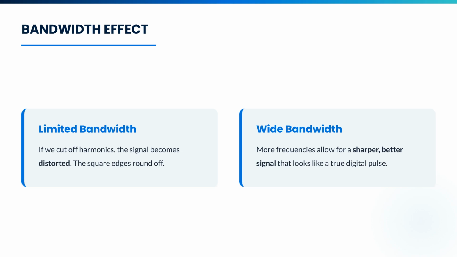Limited bandwidth causes signal distortion because high-frequency components are cut off, making the digital pulse's sharp edges round off. A wide bandwidth allows more frequencies, resulting in a sharper and better signal.